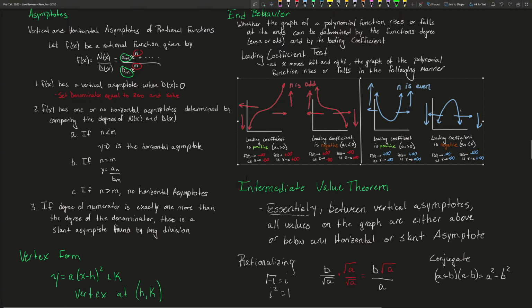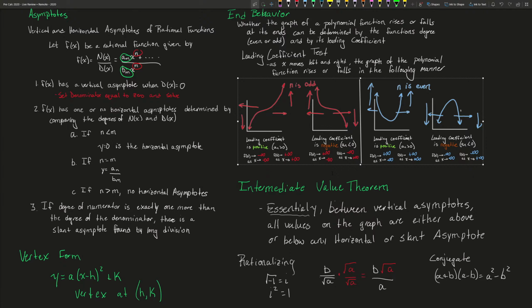Intermediate value theorem only really comes up when you're beginning to graph things on this test. Essentially what it means is between vertical asymptotes, all the values are going to be the same. So if it's above a horizontal or slant asymptote, then all those values will be. If it's below, then all those values will be.